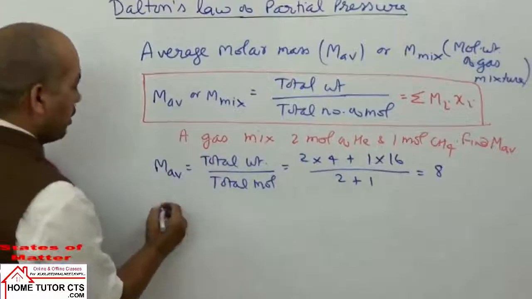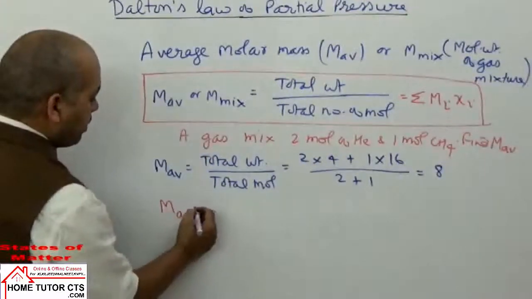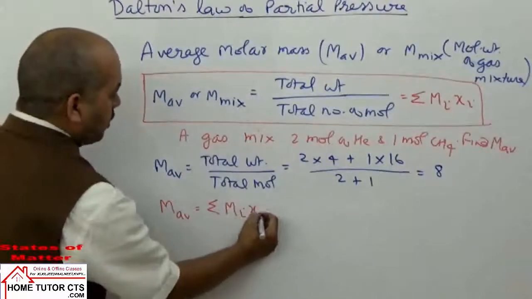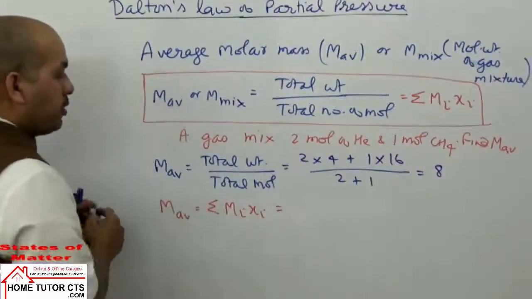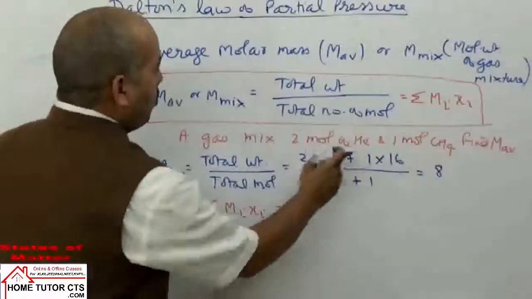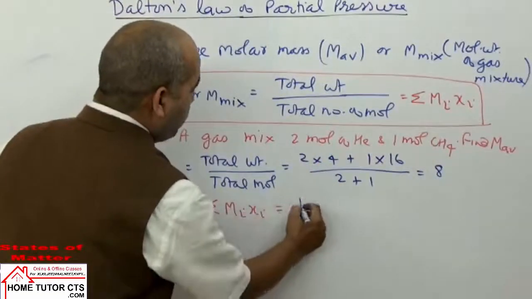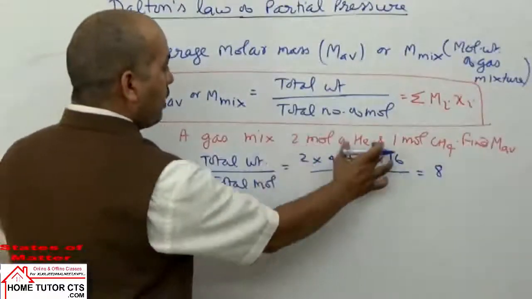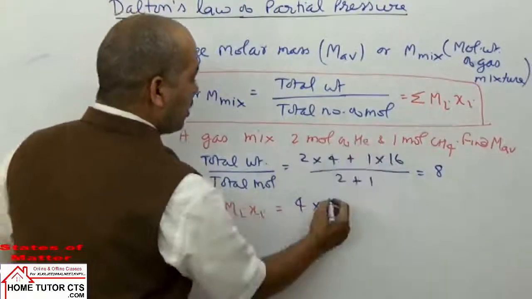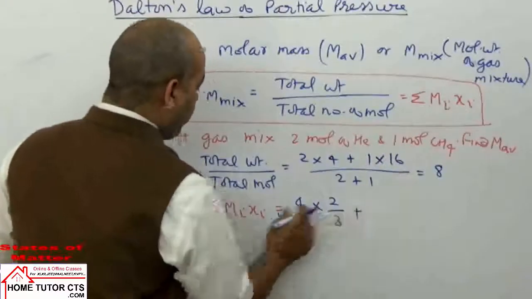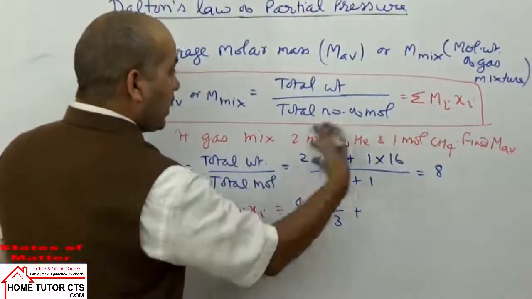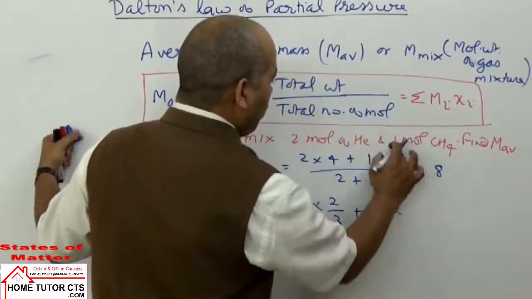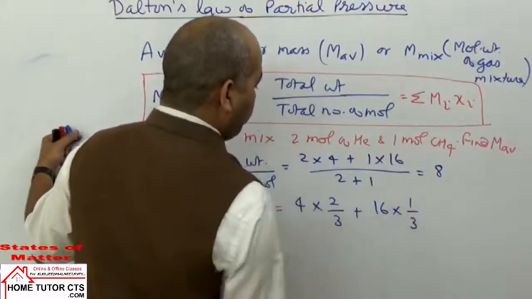Second expression: M mixture or M average, the summation of molar mass into mole fractions. From this expression, for helium the molar mass is 4. For helium we have how much mole fraction? 2 moles of helium plus 1 mole of methane, total 3 moles, so 2 by 3, plus. The second gas taken is methane. For methane we have molar mass 16, moles 1, total moles 3.